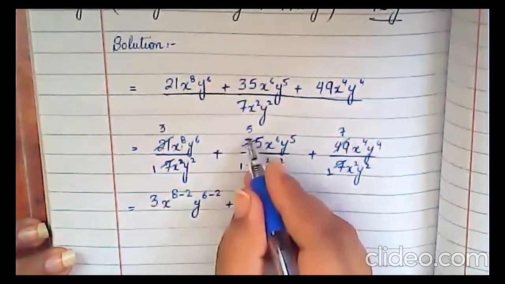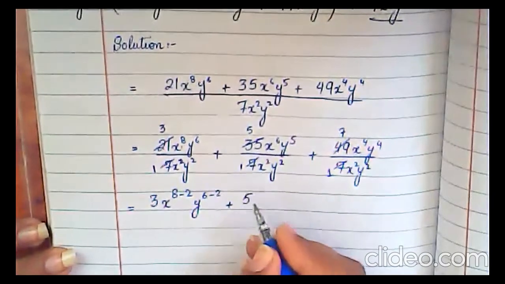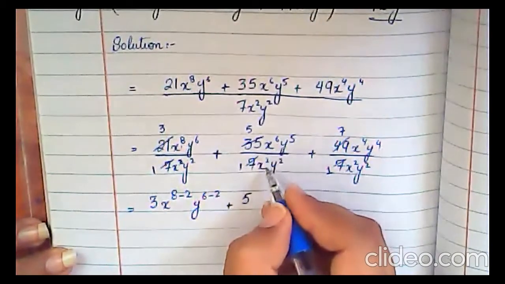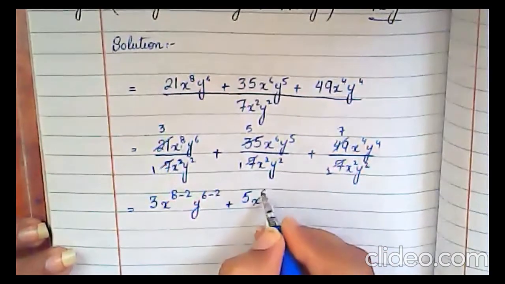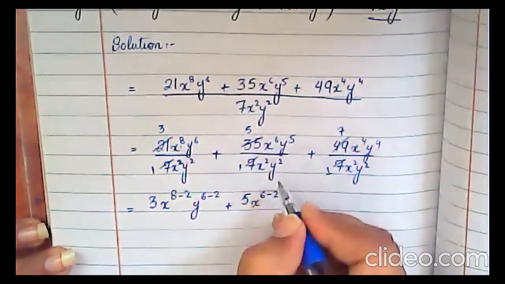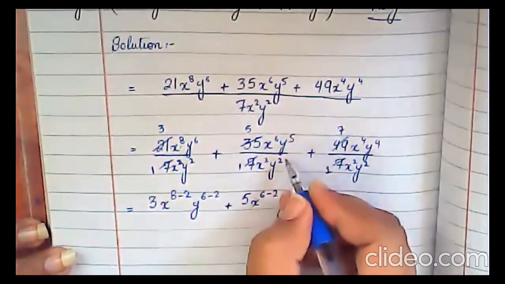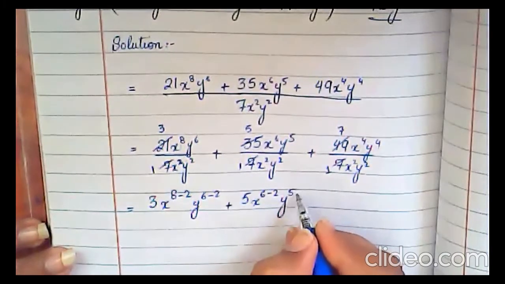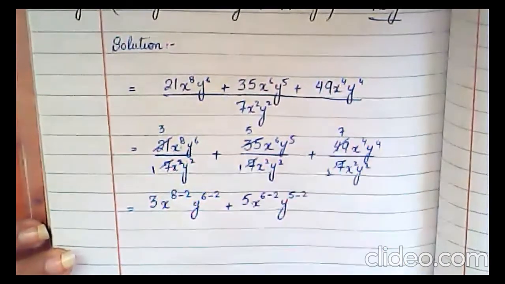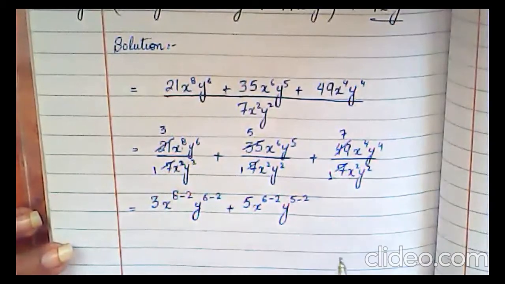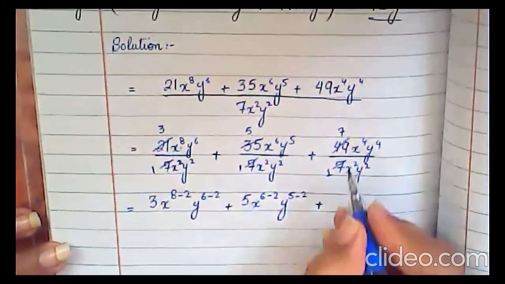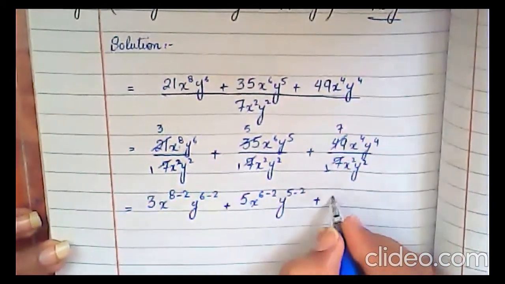Same goes for here. The remainder here is 5. Then this is x, x, and x, so you will write x one time, 6 minus 2. Then the same variable, which is y, and then 5 minus 2. Why are we subtracting the powers? Because they are dividing here. If they are multiplying, you will add the powers of the same variables. Next is plus sign. Coefficient, the remainder here is 7.